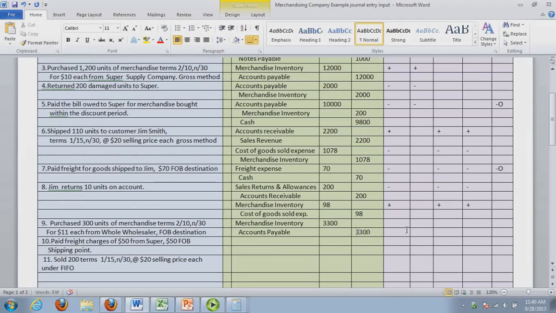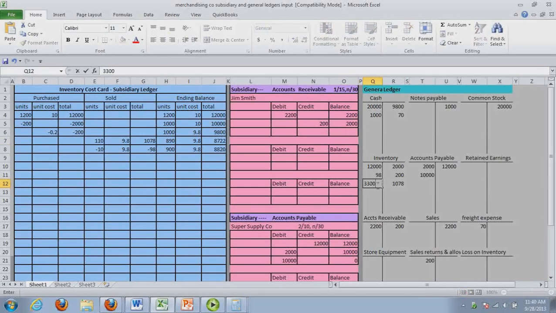We kind of know the effects of this, so in the interest of time I'm not going to go back through it because you've already done this part. Let's go on to the subsidiary and the general ledger. So inventory is going up by $3,300. Accounts payable is going up by $3,300. And if we look over here, let's add that. So we have 300 units being purchased at a new price, which is $11 a piece, which we know is $3,300.